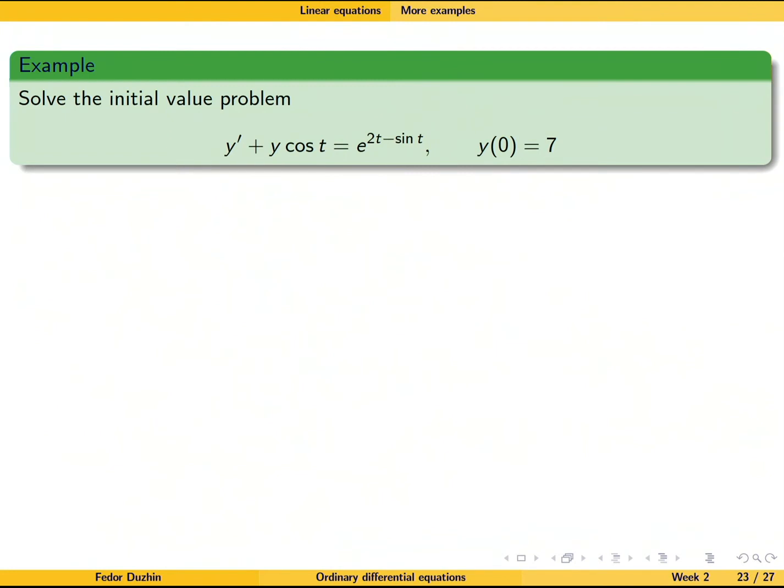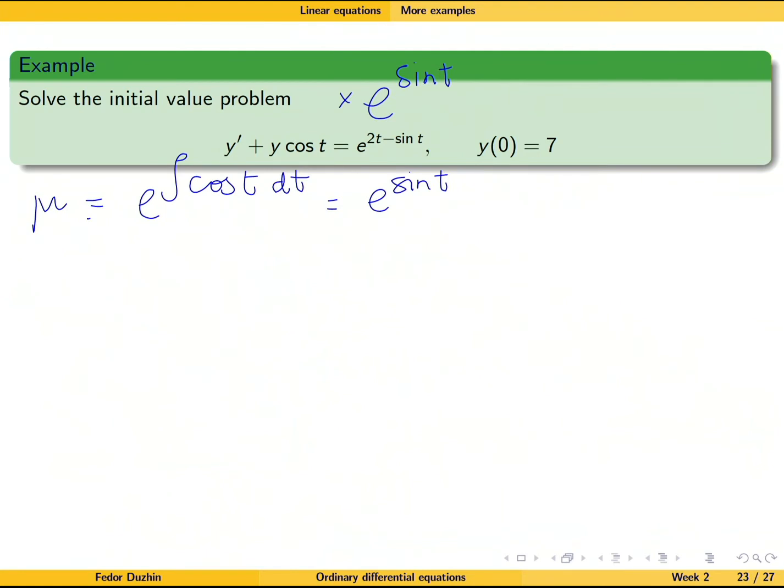Now let me do one more example in the same fashion. I'll go quicker now. Okay, so the first thing is to find the integrating factor. So the integrating factor is e to the power of the antiderivative of the coefficient at y. The coefficient at y is cosine t. So it is e to the sine t. Alright, so now we need to multiply our differential equation by e to the sine t, both the left-hand side and the right-hand side.